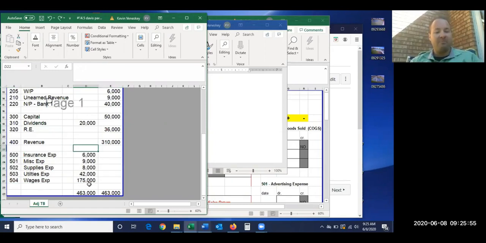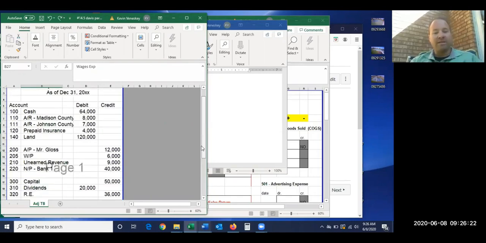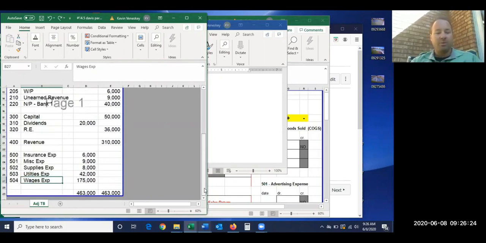And then they've had a benefit provided to them of all of these amounts. So they've had insurance, some miscellaneous stuff. They've used some supplies in their business, like printer paper, printer ink, whatever it might be. They've had to pay the utility bill. They got the use of utilities. And then the biggie, which is usually the biggie for most companies, is the labor. They got the benefit of labor. We're going to use all of these accounts to prepare the financial statements.